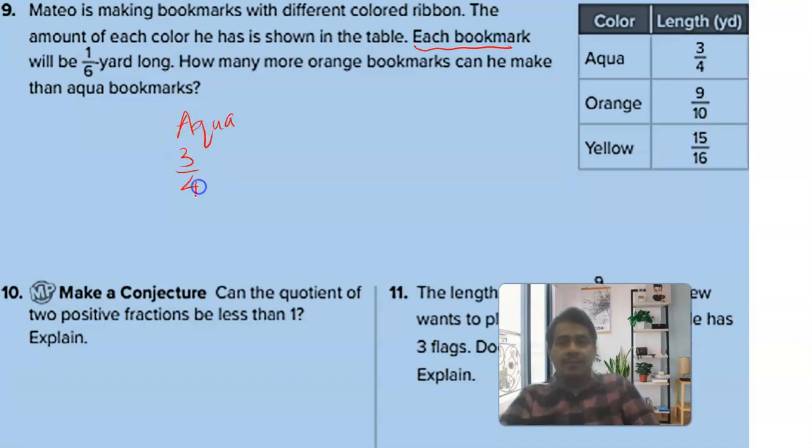So aqua, 3 by 4 divided by 1 by 6. Keep, change, flip. I can cancel this by 2. 2 times 2, 2 times 3. So you get 9 by 2. 9 by 2, I can also write it as 4.5 bookmarks you will get.